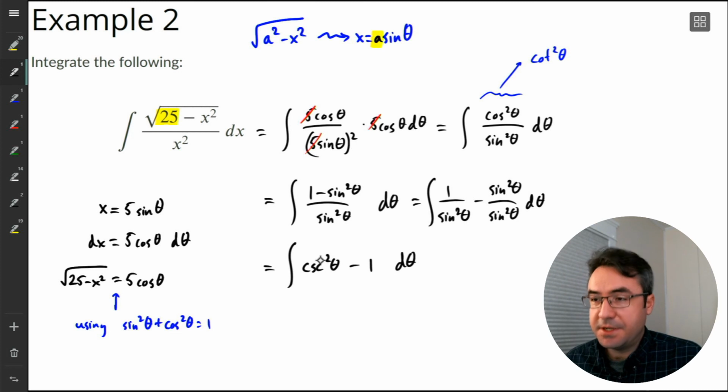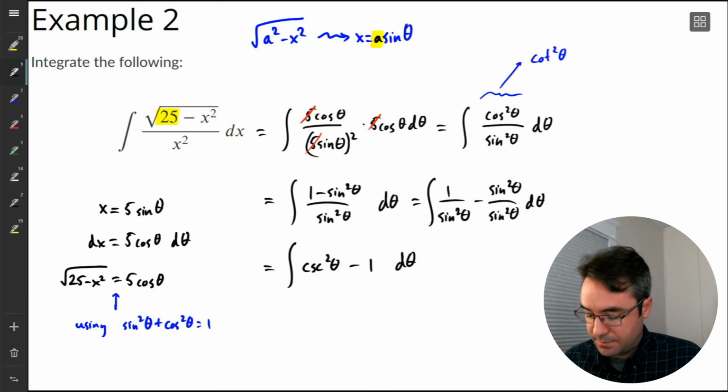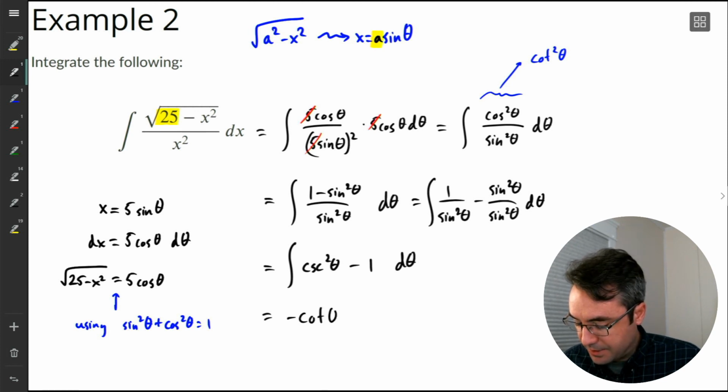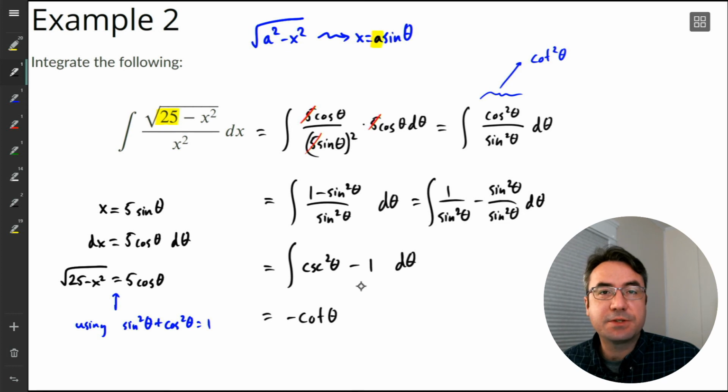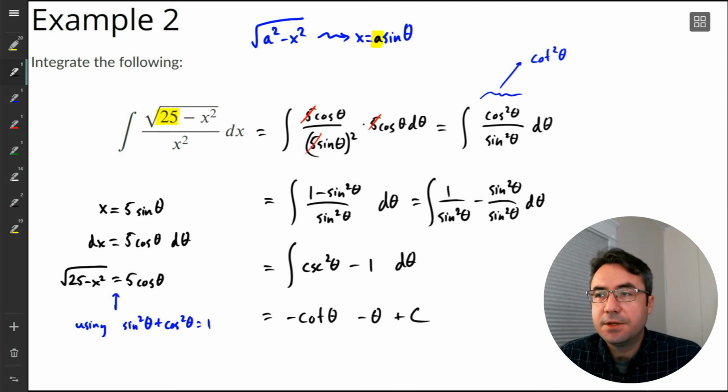And this is one of our elementary form integrals. This is just one of our basic integrals we should know, or at least recognize that it is and maybe look it up. And then we also have minus 1, and that should be easy to do. So cosecant squared, the integral of that is negative cotangent theta. The integral of minus 1, well, that's not too bad. That's just minus our variable, so minus theta. And then we put plus c.